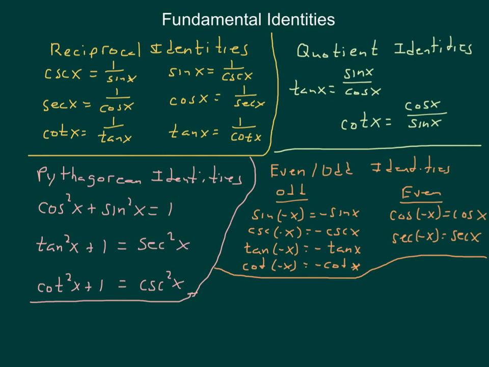Now these are ones again that you know now, or you know most of these. And you're going to want to get these memorized because they're going to show up a lot as we progress through this section. There is one other set of fundamental identities that we're going to talk about in the next slide. They're called the cofunction identities.